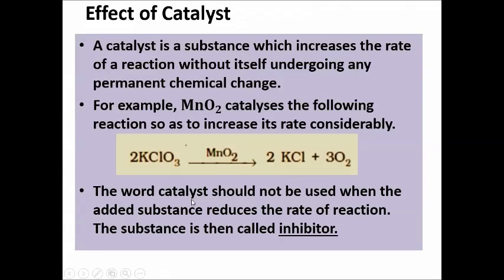If we use the word catalyst, it should increase the rate of the reaction. But if it is doing the reverse, that means it is not increasing the speed of the reaction, instead it is reducing the rate of the reaction, then we can't use the word catalyst there. So we want a new word for that substance. It is said to be an inhibitor. If it is not increasing the rate of the reaction, instead it reduces the speed or the rate of the reaction, we can name that substance as an inhibitor in that reaction.